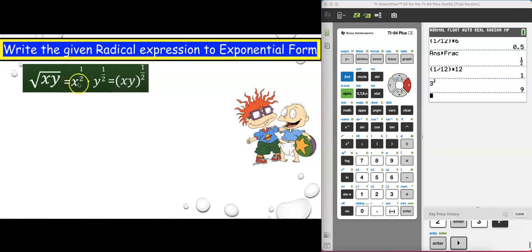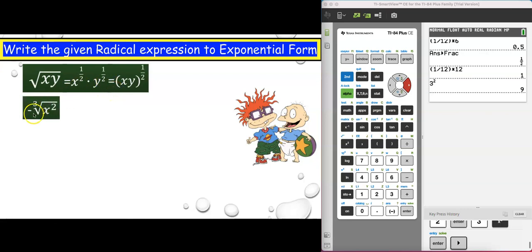All right, so I can rewrite that by just grouping them together, saying x and y grouped together are both raised to the 1/2 power, and they mean the same exact thing. All right, let's look at another example.